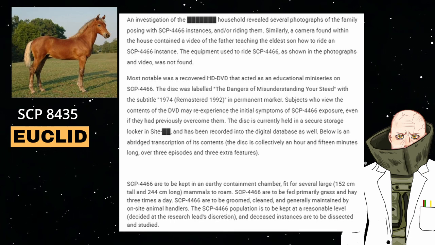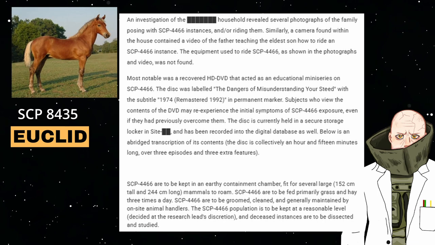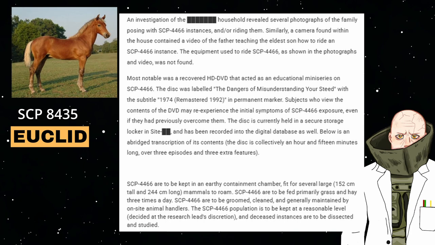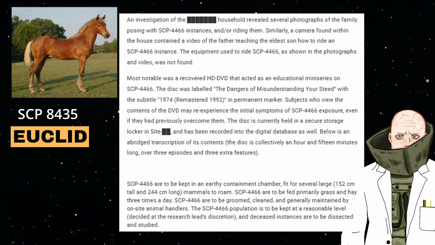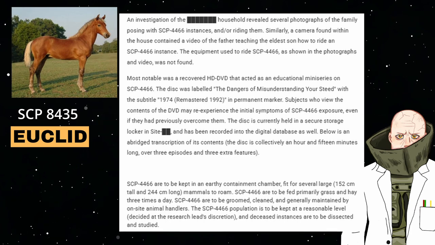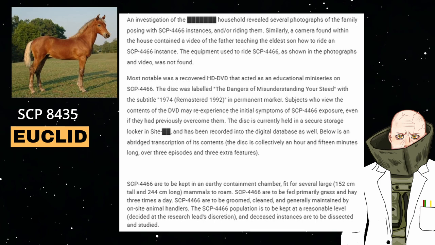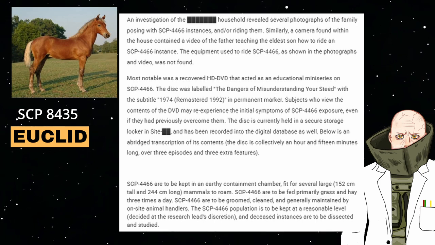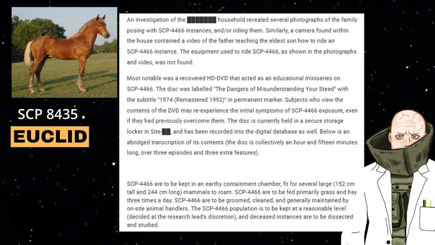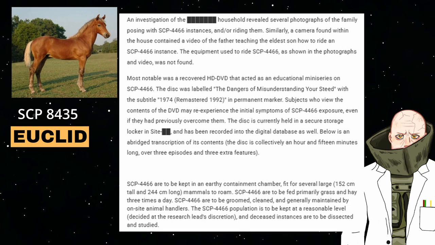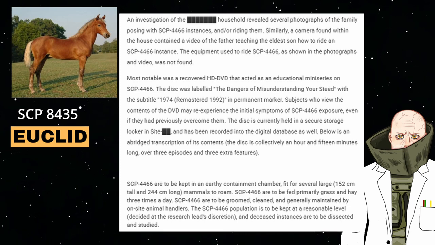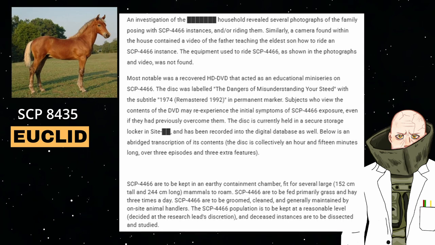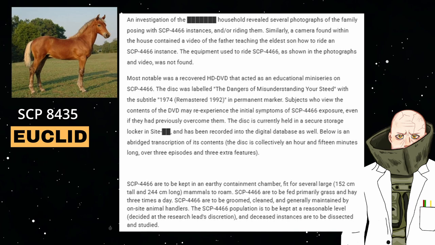The disc was labelled The Dangers of Misunderstanding Your Steed, with the subtitle 1974 Remastered 1992 in permanent marker. Subjects who view the contents of the DVD may re-experience the initial symptoms of 4466's exposure, even if they had previously overcome them. The disc is currently held in a secure storage locker in Site Redacted and has been recorded into the digital database as well. Below is an abridged transcription of its contents. The disc is collectively an hour and 15 minutes long, over 3 episodes and 3 extra features.